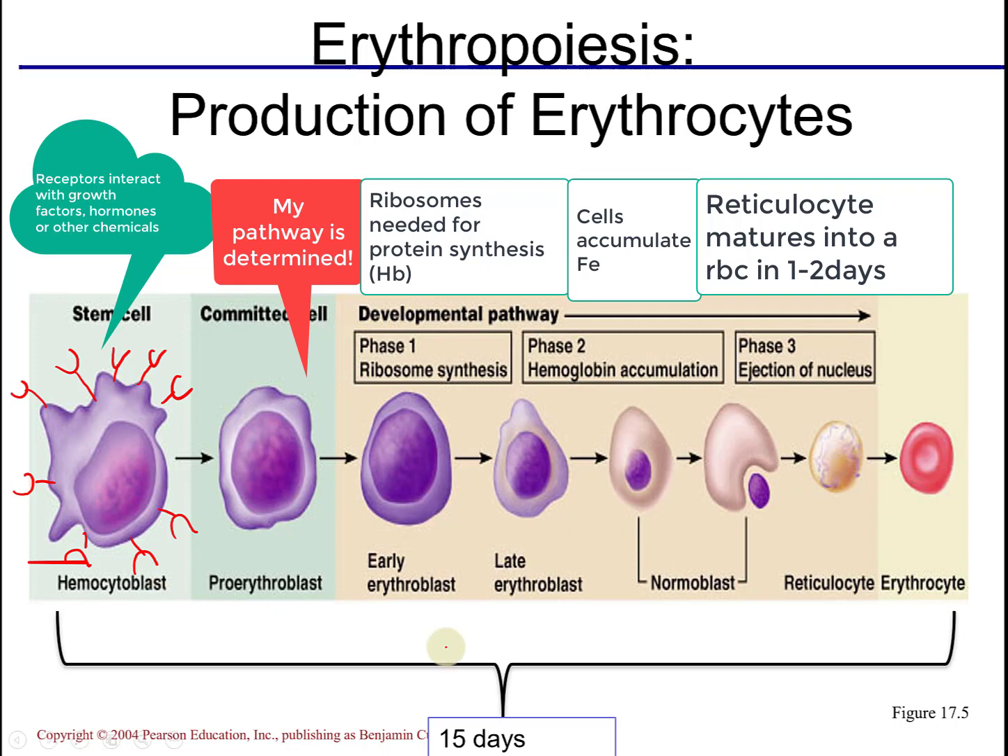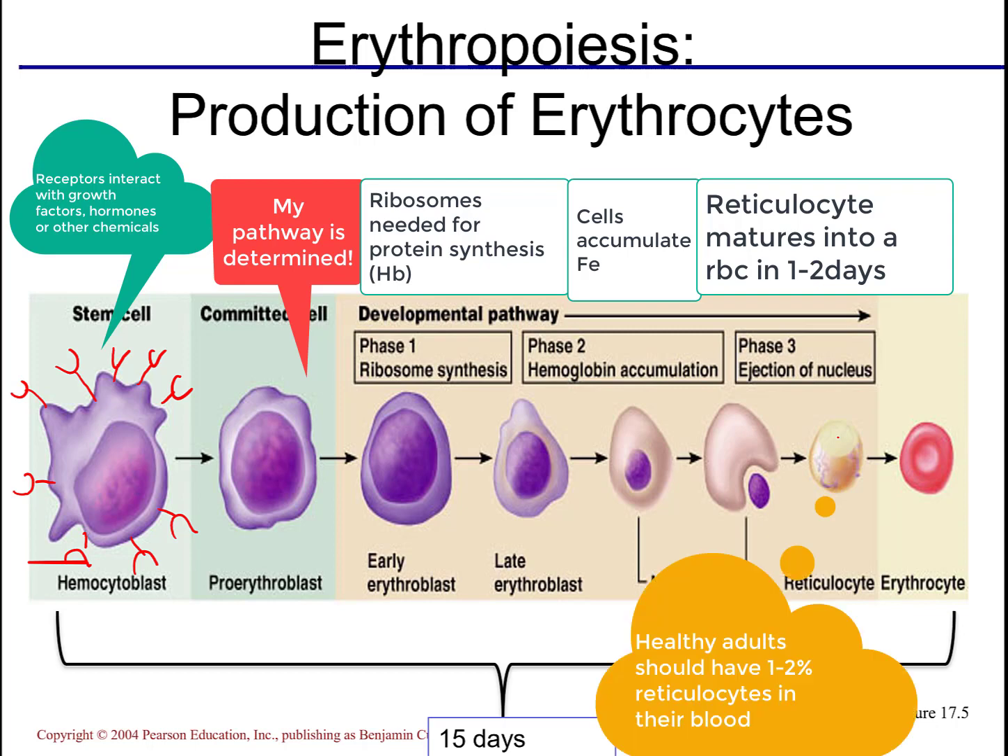So again, this whole process takes about 15 days. Physicians will often measure the amounts of reticulocytes in an adult because healthy adults should have 1 to 2% of their blood consisting of reticulocytes. This indicates a healthy level of red blood cell formation.